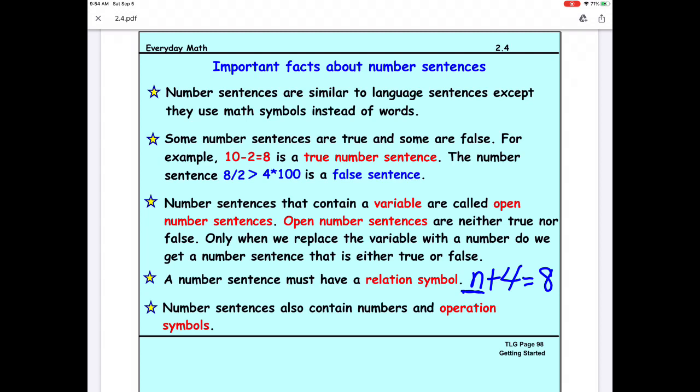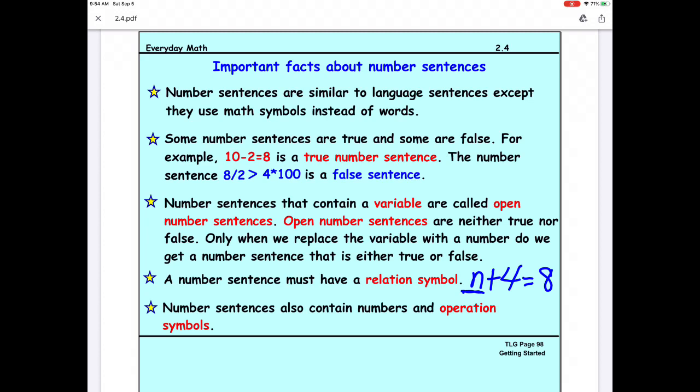10 minus 2 equals 8 is true, but 8 divided by 2 is greater than 4 times 100. 8 divided by 2 would be 4, and that would not be greater than 100. So that's a false statement. Number sentences that contain a variable are called open number sentences. Open number sentences are neither true nor false until you replace the variable. The variable is the letter, so it depends on what you put in for the letter. Do we get a number sentence that is either true or false?